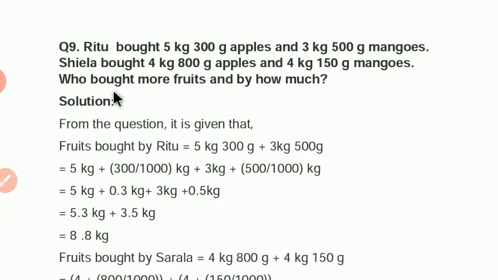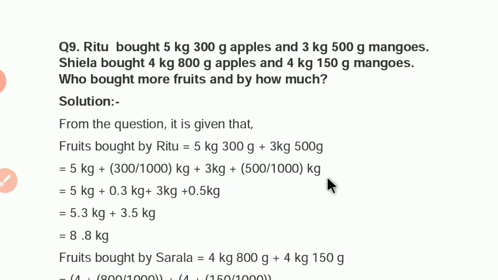Now the last question. Ritu bought 5 kg 300 gram apples and 3 kg 500 gram mangoes. Sheila bought 4 kg 800 gram apples and 4 kg 150 gram mangoes. Who bought more fruits and by how much? So first we will see the total fruits bought by Ritu and Sheila. Fruits bought by Ritu are apples and mangoes. How much? 5 kg 300 gram plus 3 kg 500 gram.